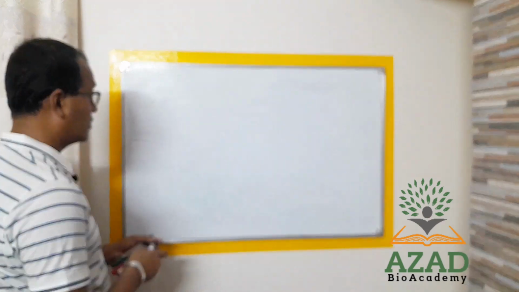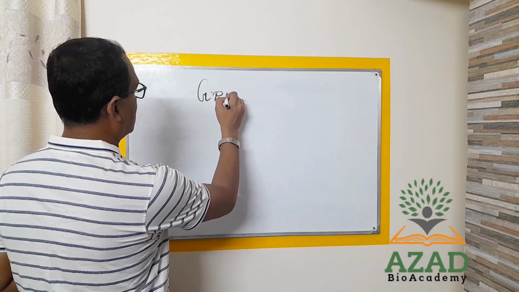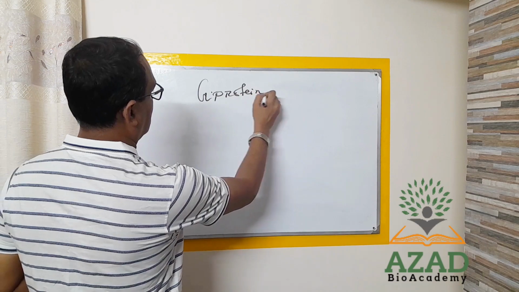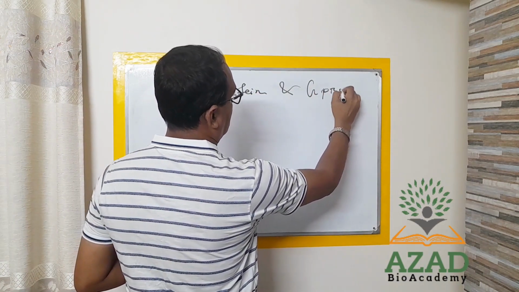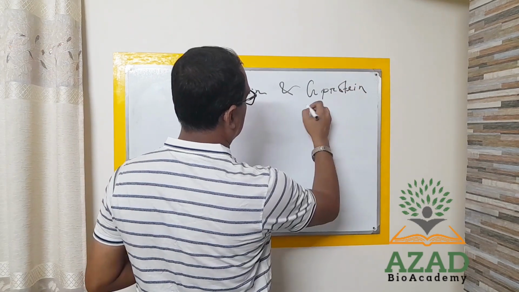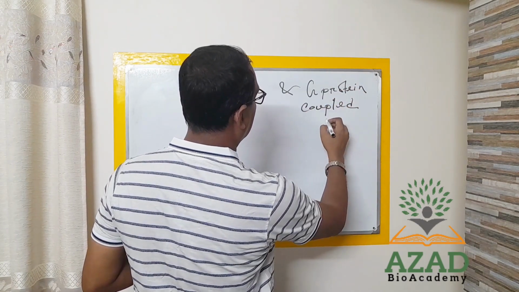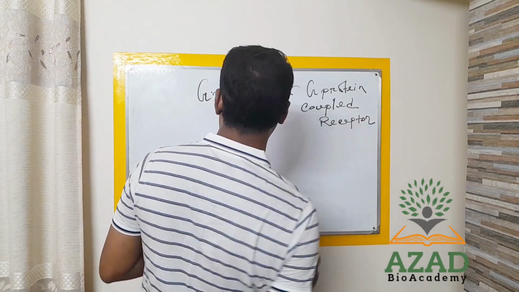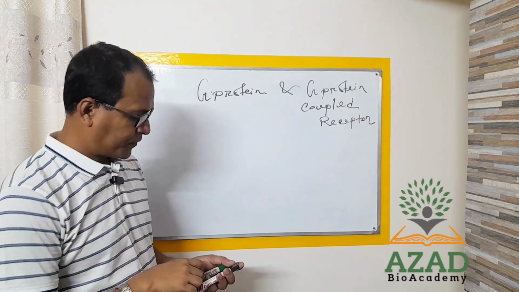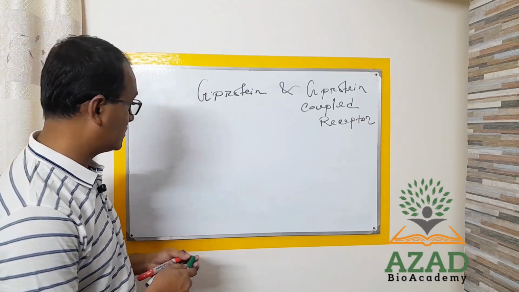Okay, so this is G protein and G protein coupled receptor. Firstly, we have to know what is G protein.